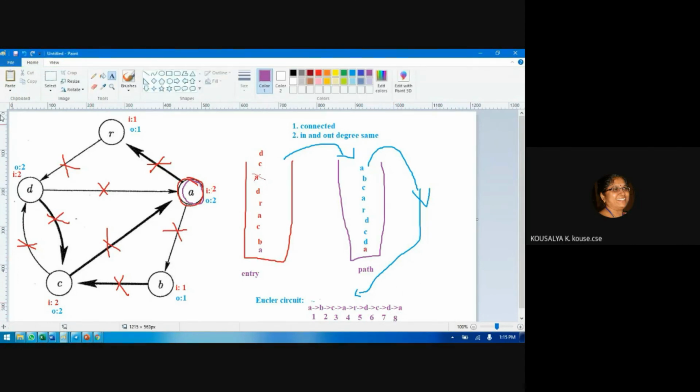So the given graph contains a Eulerian circuit. If it is a directed graph, you have to check whether it has even degree, that means the in-degree and out-degree are the same, and all are connected. Then you can identify the Eulerian circuit. Is it clear how we have to identify the Eulerian circuit?